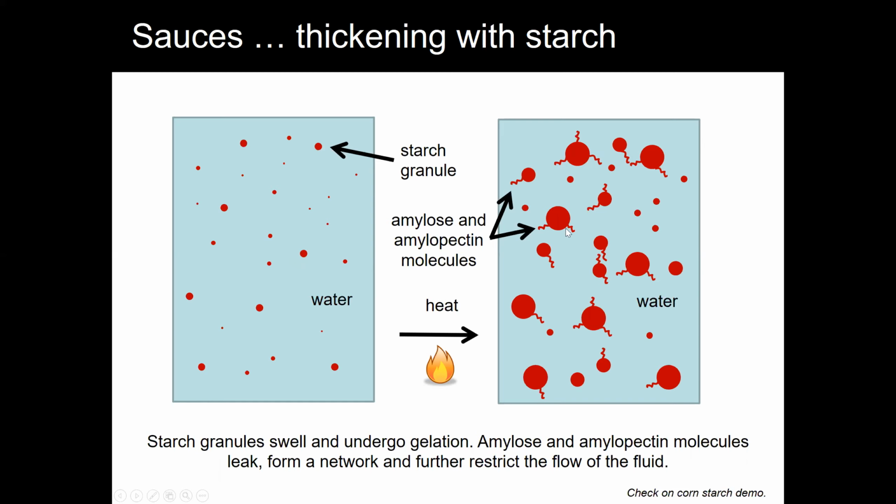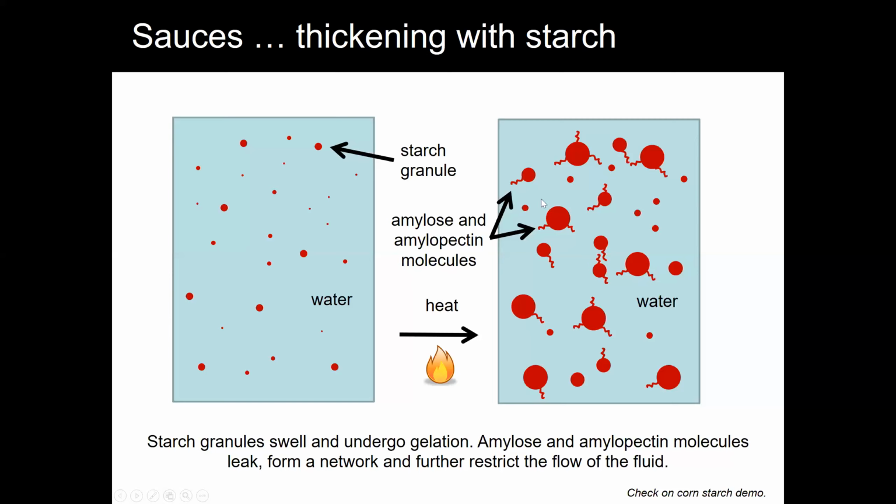In addition, some of the individual starch molecules, in particular amylose and amylopectin, begin to leak out. So that's what these little tails and arms are here. It's just the molecules of starch leaking out of the starch granule.